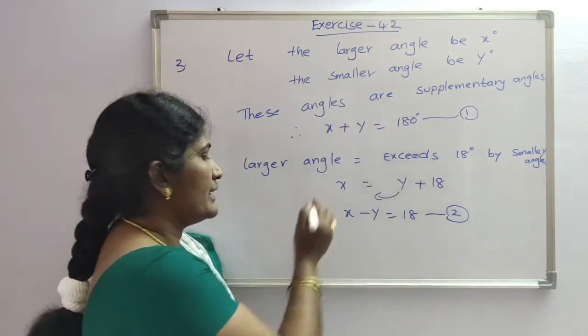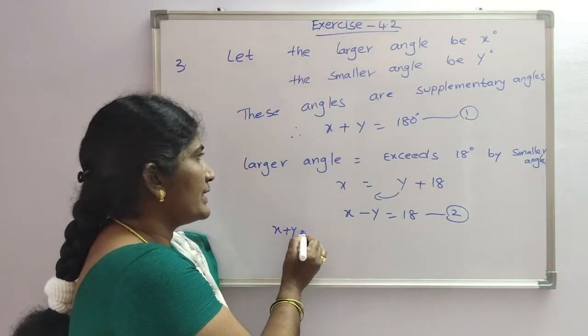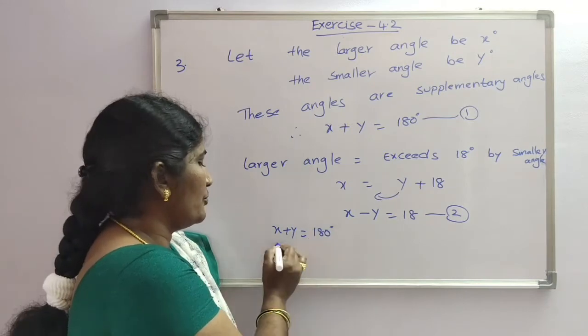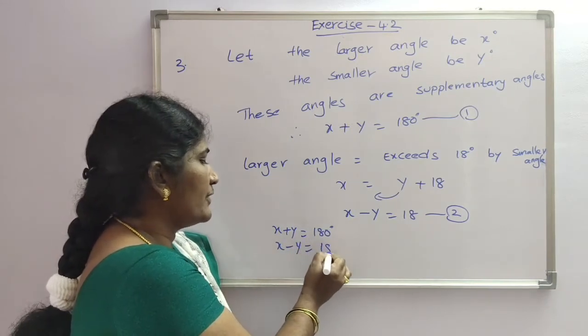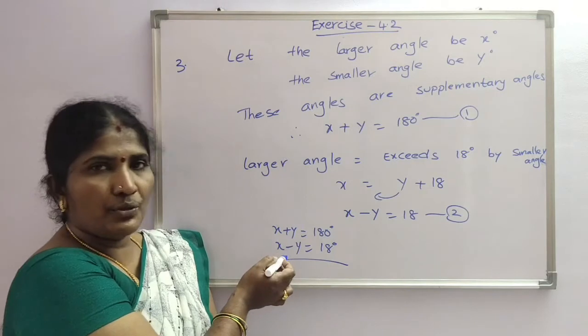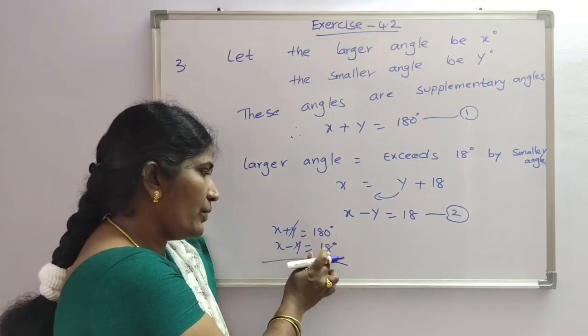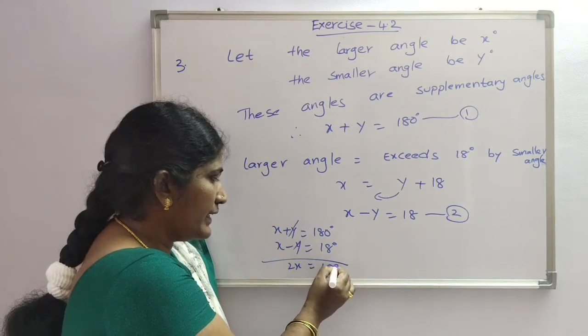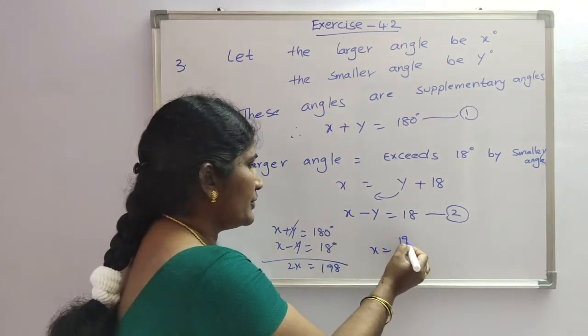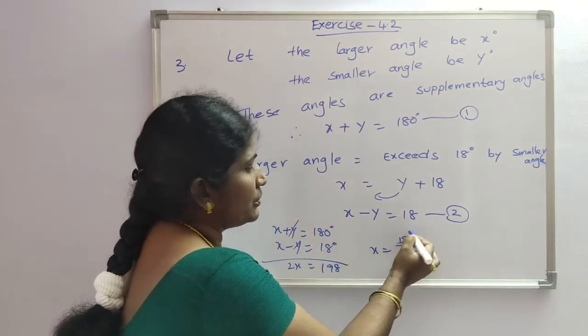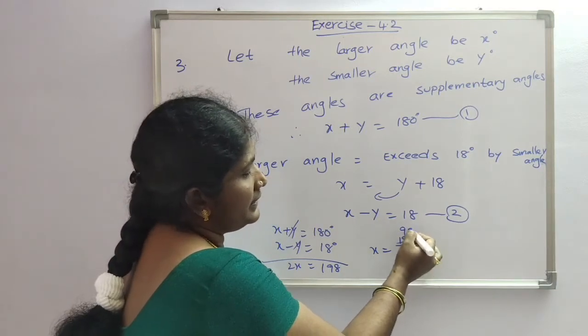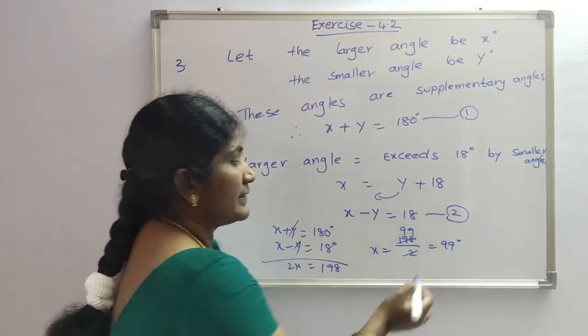Now we got two equations. From the first and second equations, x plus y is equal to 180 and x minus y is equal to 18. Here also there is no need to change the symbols. Plus y and minus y get cancelled. 2x is equal to 180 plus 18, that is 198. x is equal to 198 by 2, that is 99 degrees.